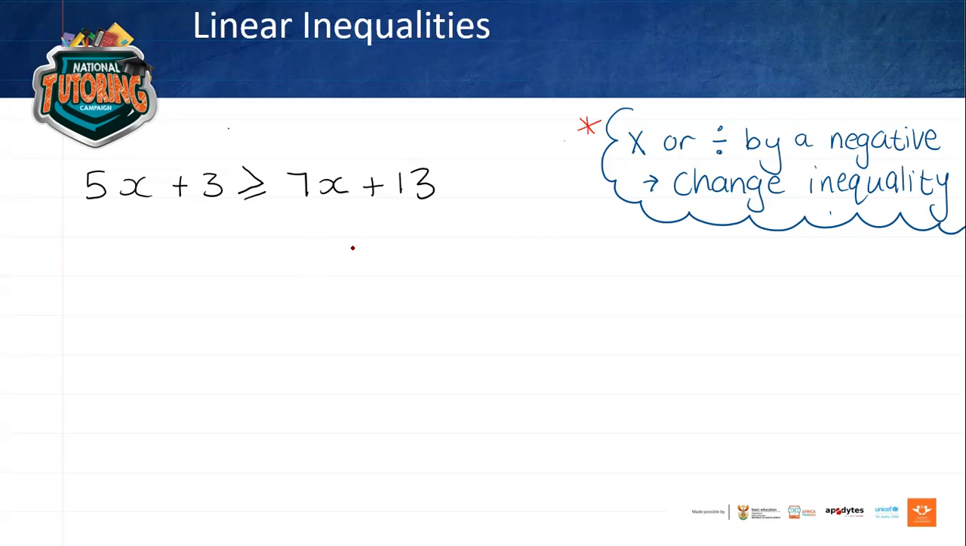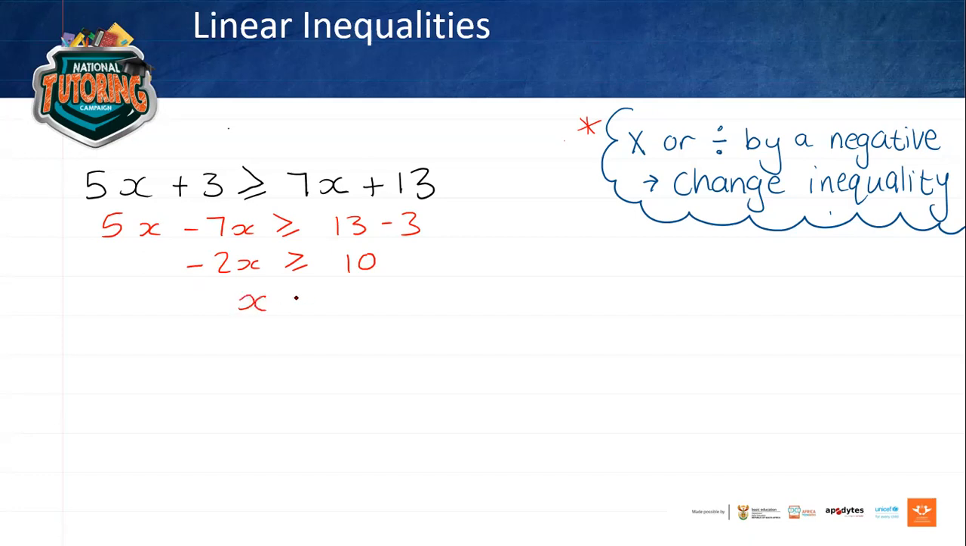So here's an example. Let's recap how they work. They work very similarly to a linear equation. We're going to want all the x's on one side. So 5x minus 7x is greater than or equal to 13 minus 3. So if we simplify, we get negative 2x is greater than or equal to 10. Now, I need to get x by itself. So I need to divide by negative 2 at this stage.